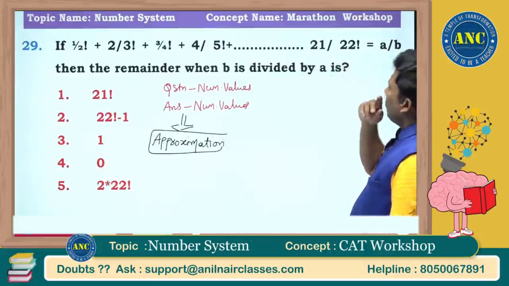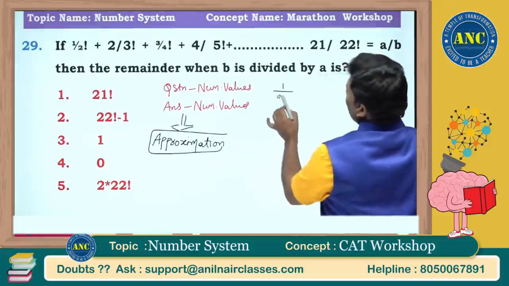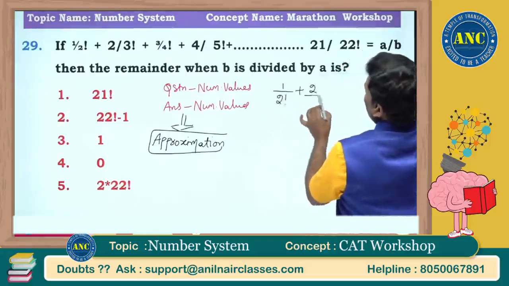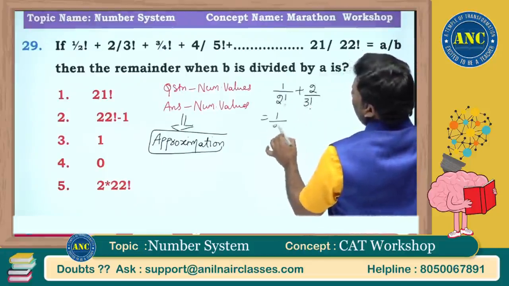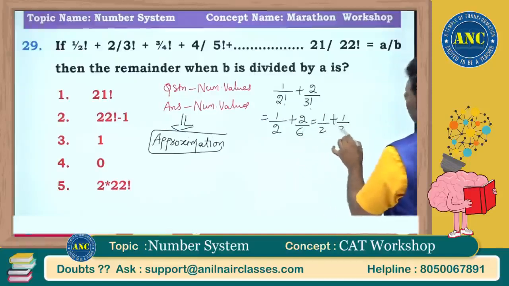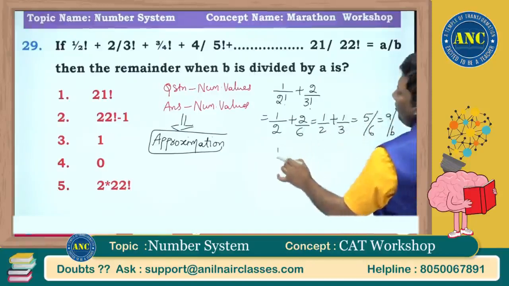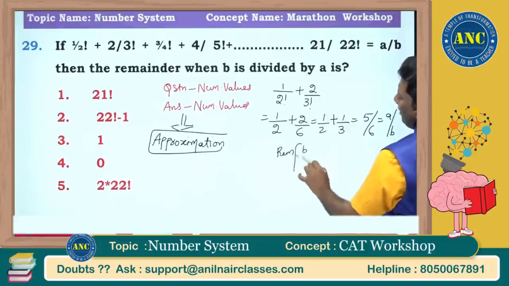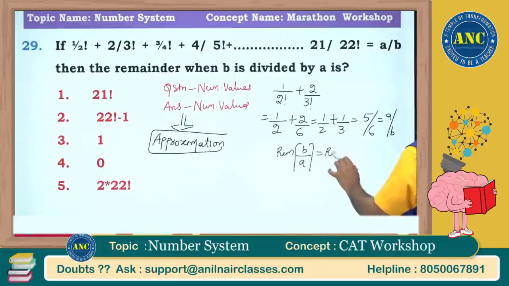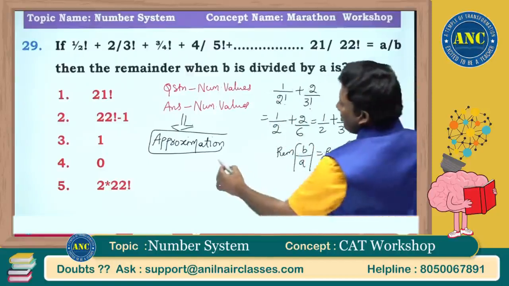It is B divided by A. Now, if I take the first two values, 1 by 2 factorial plus 2 by 3 factorial, it is 1 by 2 plus 2 by 6, which is 1 by 2 plus 1 by 3, which is 5 by 6. 5 by 6 is A by B. Remainder when B is divided by A. Remainder when 6 is divided by 5. 5 ones are 5. What is the remainder? 1. Check from n equal to 2 onwards. Answer is 1.